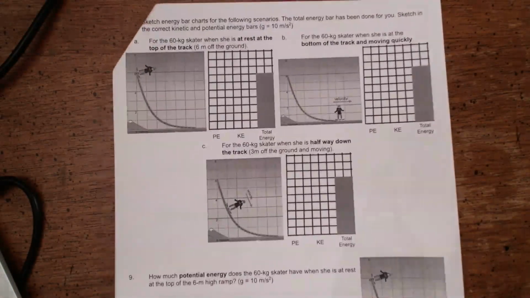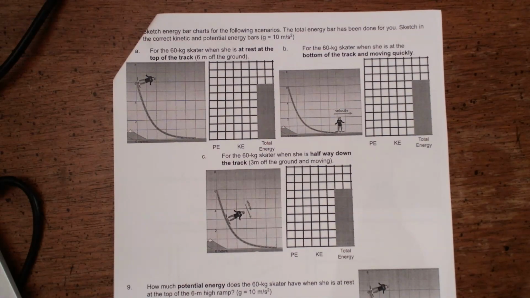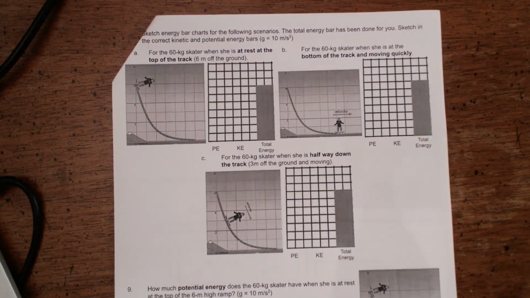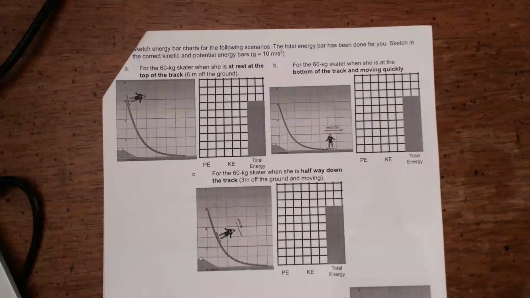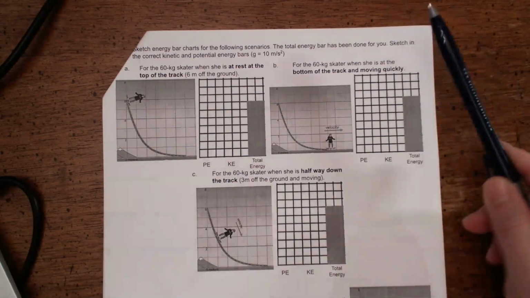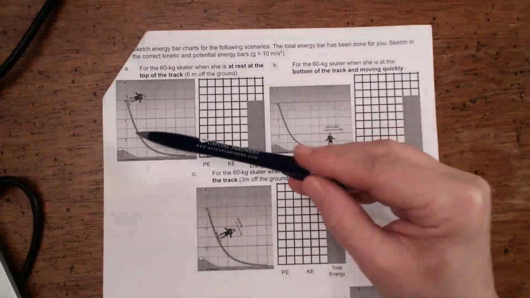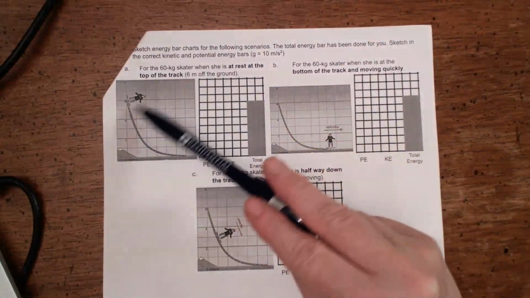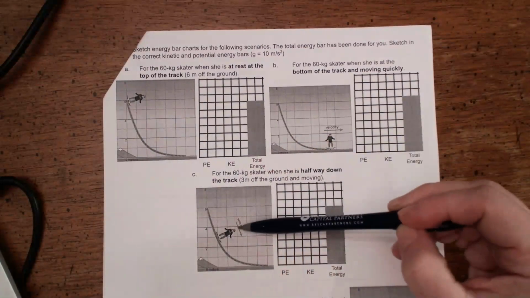Okay, this is the second page of the Performance Final Study Guide. And now we're looking at energy. We did that unit right before the Thanksgiving break. So we're going to do some energy bar charts for a few different scenarios, like what we talked about mainly with the roller coaster, where we're going to be looking at some different points here.